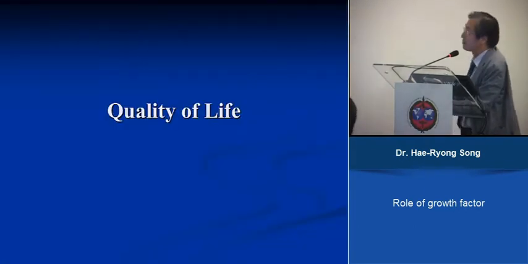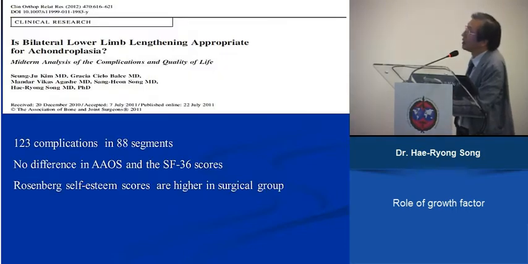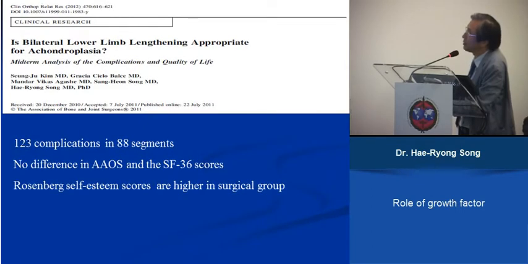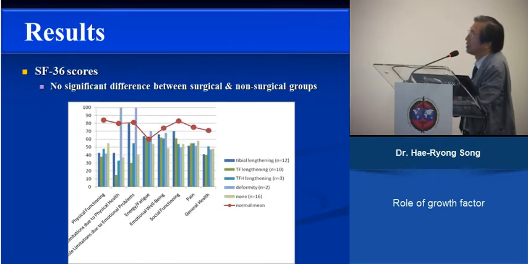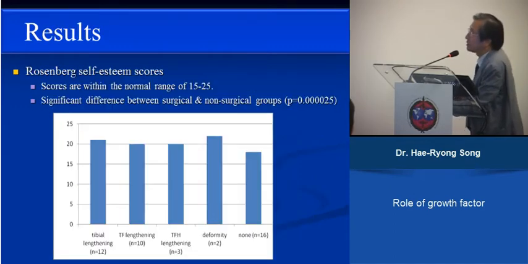What about quality of life? We reported this questionnaire, limb lengthening is appropriate for achondroplasia, and there is no difference in AOS and SF36 score between the non-surgical group and the surgical group in achondroplasia. However, Rosenberg's self-esteem score is higher in the surgical group. And you measure many things, tibial lengthening after femoral lengthening. A little bit of pain, but it disappeared during long-term follow-up. SF36 score is also the same. However, Rosenberg's self-esteem score increased. That means after lengthening, the patient has higher self-esteem.